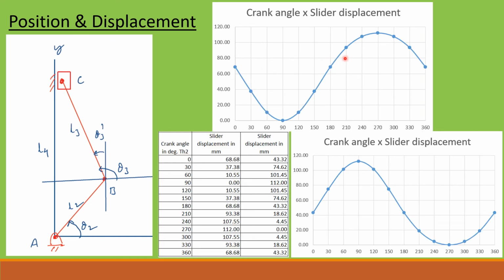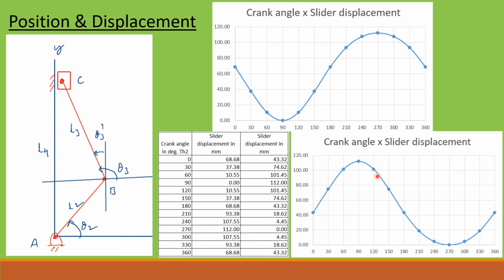In this graph, we have plotted crank angle versus slider displacement, and at the topmost position, slider displacement is taken as 0, that is at 90 degrees. When crank angle is 270 degrees, we can see that displacement is maximum.